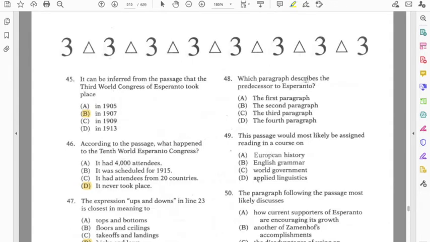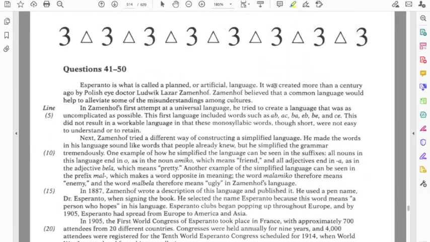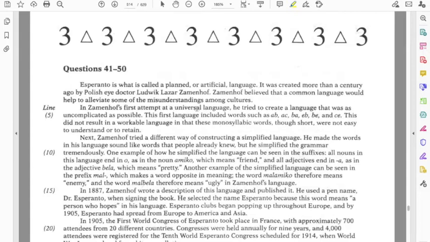48, which paragraph describes the predecessor to Esperanto? Well, that's his first language. Predecessor, pre means before. Predecessor is the first language he tried, so it's paragraph 2.